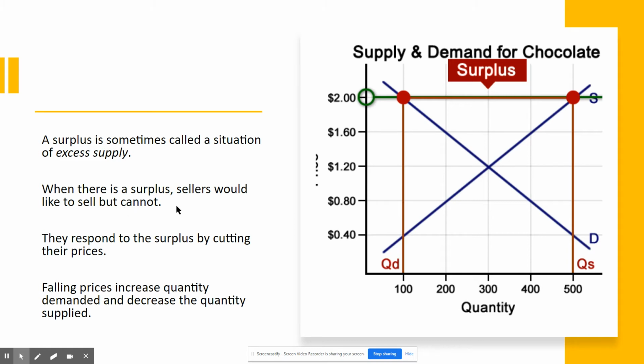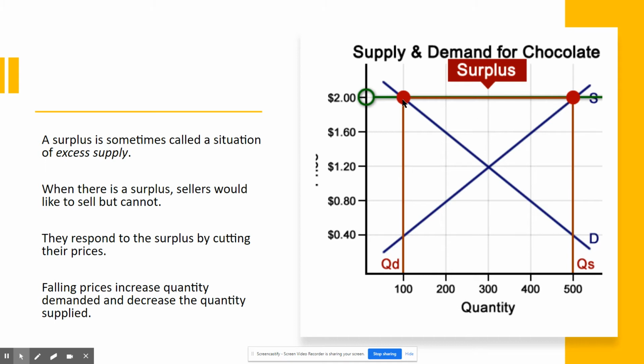So this is what surplus is going to look like. This is my supply curve. This is my demand curve. That's where my equilibrium should be, $1.20. The supplier, though, is selling it at $2. So what you do when you draw this out is you'll take a ruler or something, and you would go straight across to the $2, which is what the supplier is selling it for.